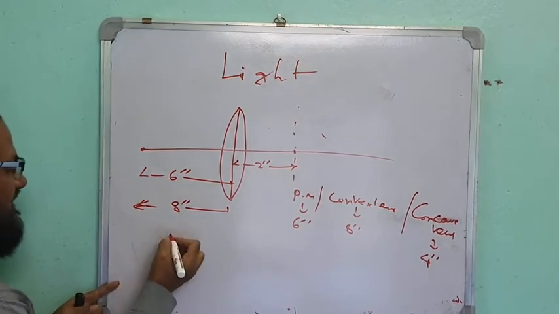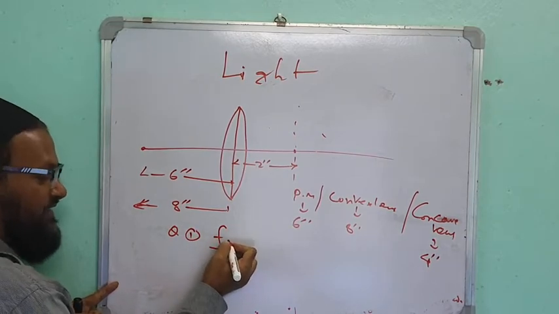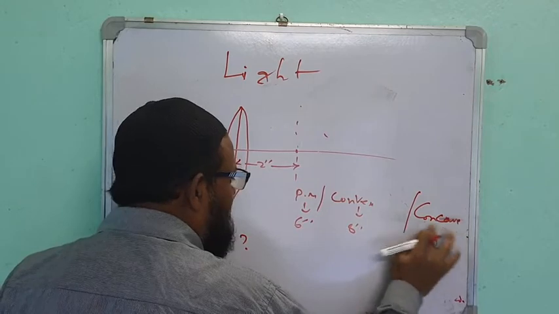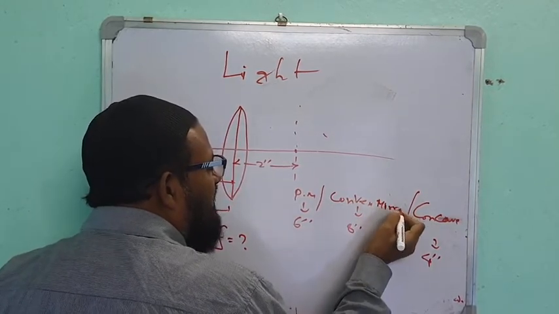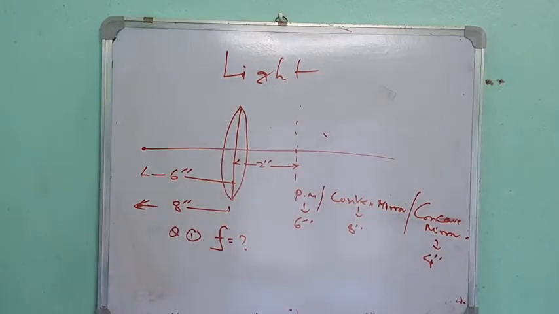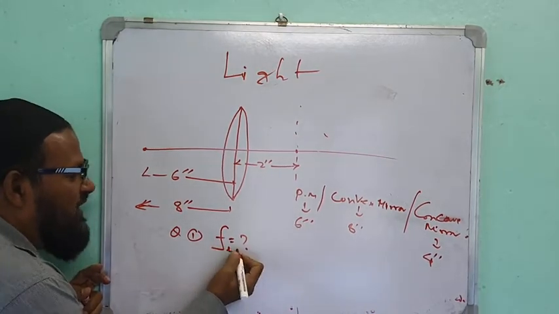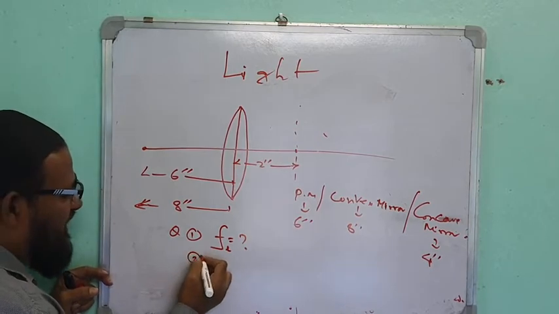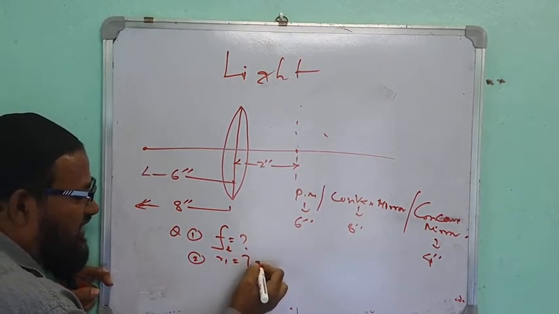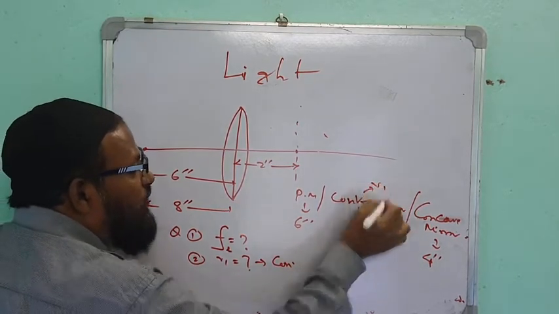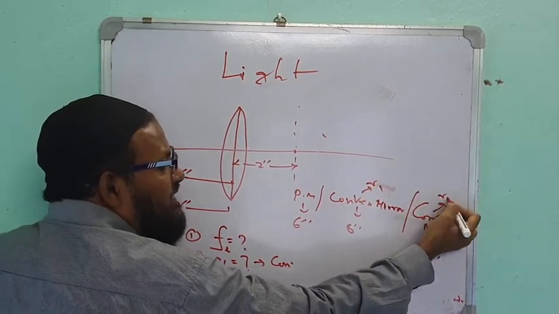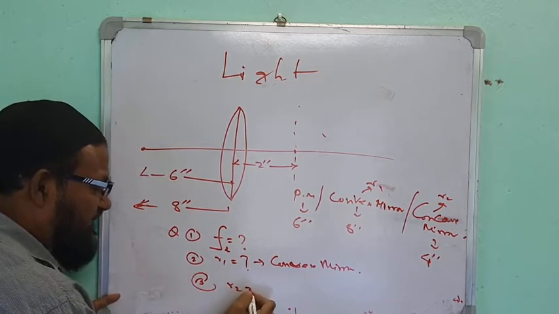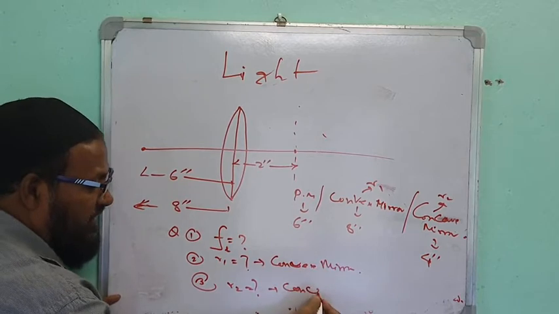Questions. Question number 1: focal length of the lens. That is a mistake, this is the wrong lens. This is the plane mirror, convex mirror, concave mirror. Be careful. I am putting FL. What is the meaning? Focal length of the lens. Second question: radius of curvature of the convex mirror, this is its R1. Its radius of curvature R2: this is concave. Concave mirror.